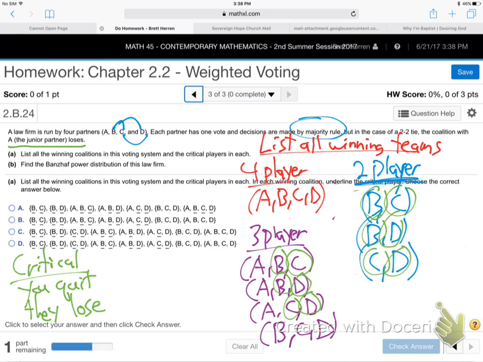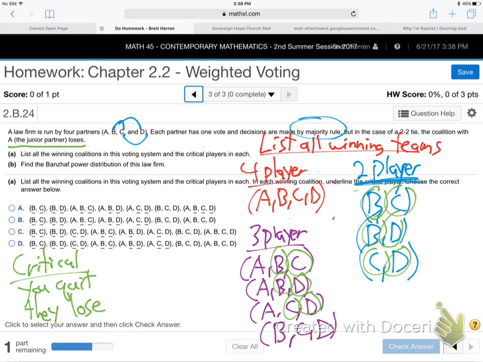How about C? Cover up C. Does B, D lose? No. B, D is two people without A. They still win. If D drops out, do B, C lose? No. They're two people without A. They still win. So none of these guys are critical. Any one of these guys could drop out. They're still going to win. None of them are critical there, huh?